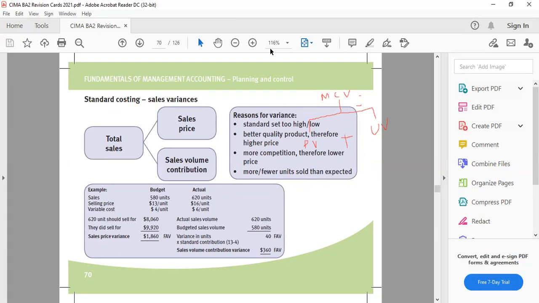Sales variance, the total sales variance, is split into the price and the volume. Sales is equal to, basically, the logic of what is sales. Sales is equal to number of units into the selling price per unit. So the total sales is split into price variance and quantity variance, here it would be volume variance, which is the number of units sold.